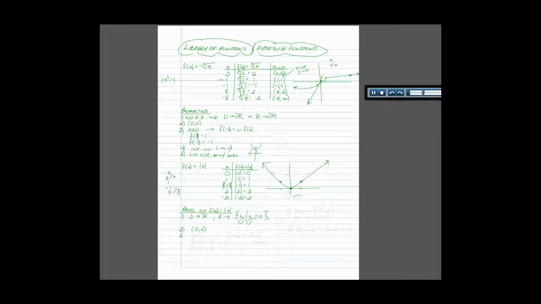Let's look at number 3. It is an even function because it's symmetric about the y-axis, meaning f of -x is equal to f of x. Let's see if it is. Let's take f of 2. F of 2 is 2. F of -2 is also 2. Because these two are equal, therefore it is an even function.